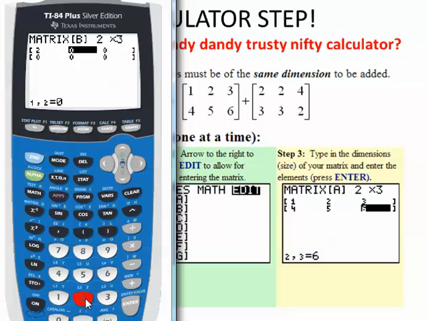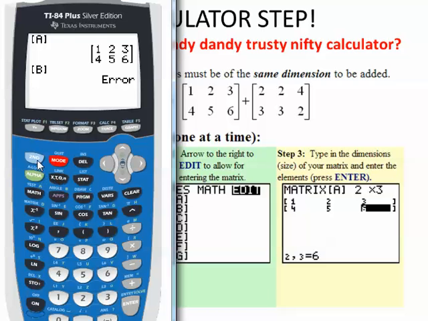2, 2, 4, 3, 3, 2, enter. I've got them in there. Second mode, quit. I'm going to do second matrix.